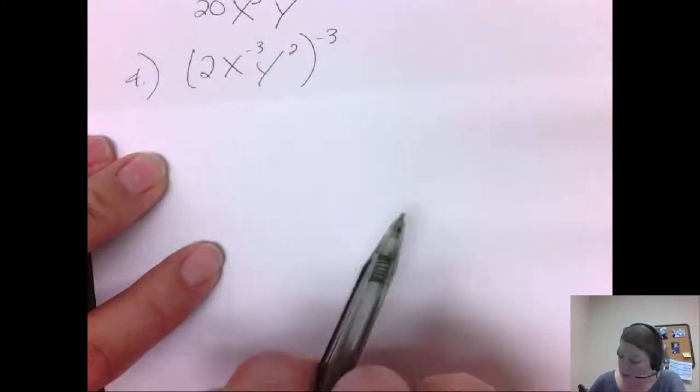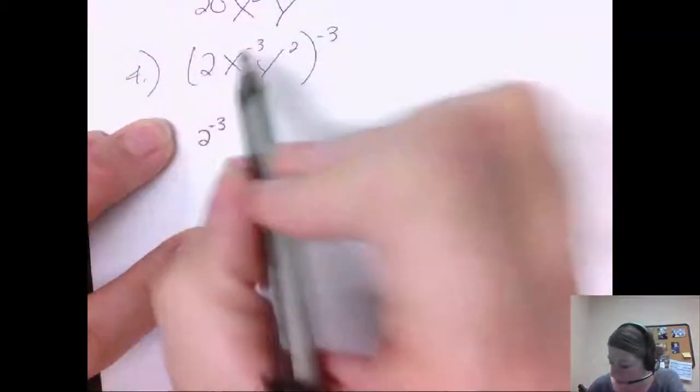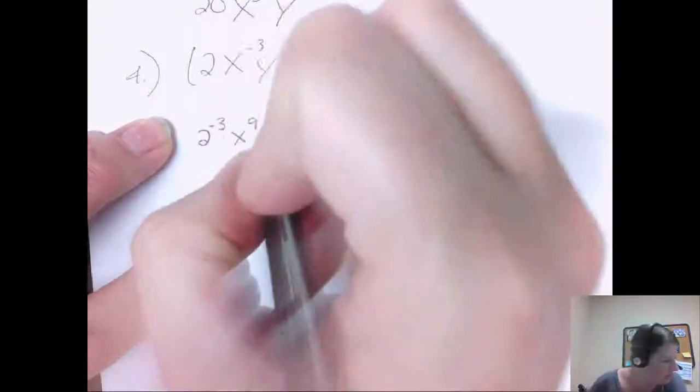So basically I'm going to take 2 to the negative 3rd, so I get 2 to the negative 3rd. Remember, if you have a power to a power, you multiply. So negative 3 times negative 3 is a positive 9.